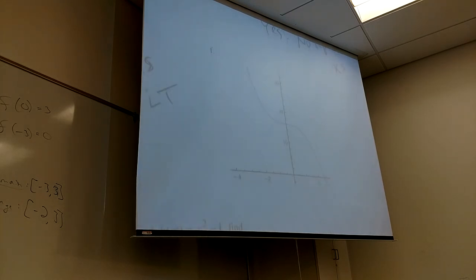And part F is fine. There's no vertical line that goes through more than once. It's a function. It passes the vertical line test. Sweet.